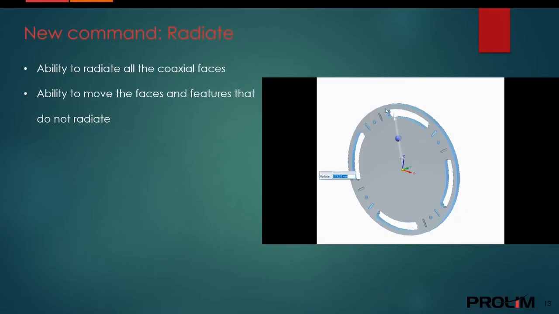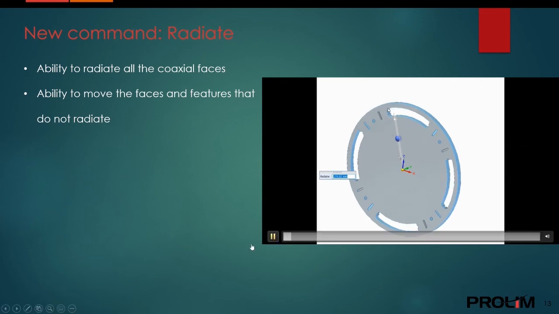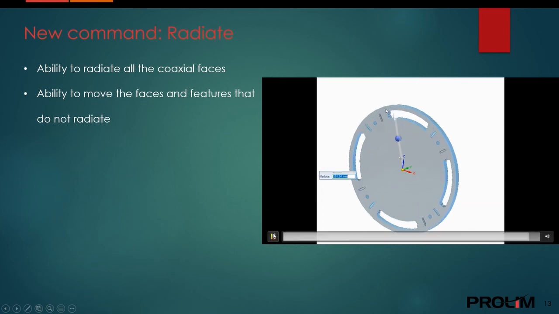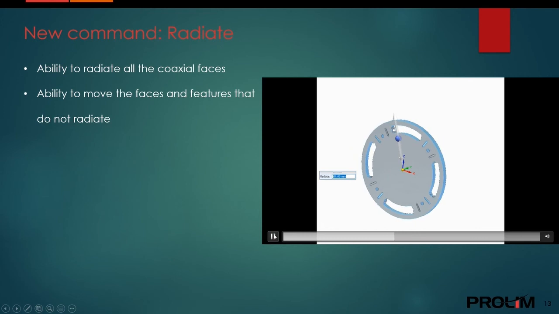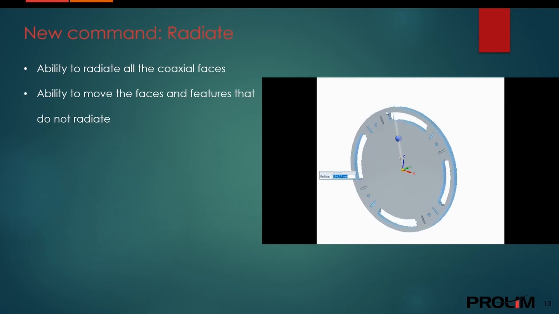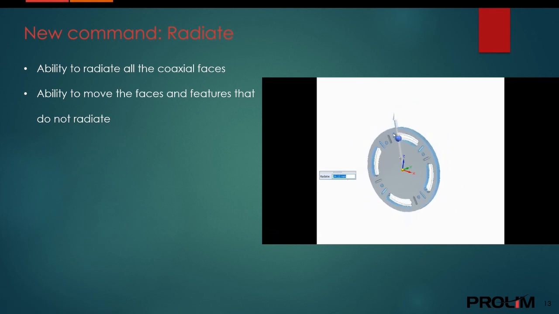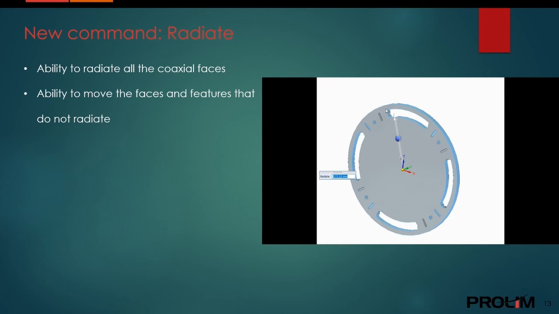Now we will have a look at the new radiate command. So with the radiate command, we have the ability to move all the coaxial faces at the same time, and also we have the ability to use the move faces command, which we do not have to radiate. So this command is only for synchronous technology. So we'll just quickly use this command and see how it works.